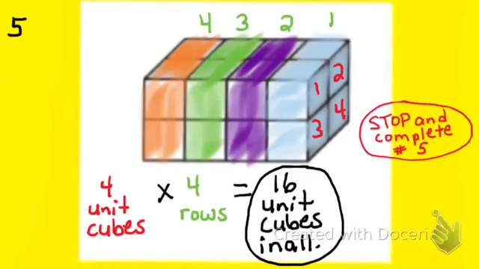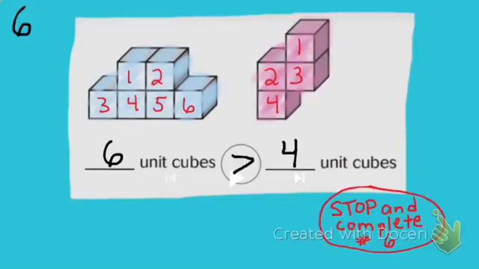When you have a rectangular prism with more than one layer or more than one row, count how many cubes there are in whatever view you're looking at it in, and multiply that by the number of rows or the number of layers. Here we did the side view, which had 4 cubes, and there were 4 rows, so 4 times 4 equals 16 cubes in all. And sometimes you're asked to compare, so you need to see the number of unit cubes in each figure and compare your final number of cubes with greater than, less than, or equal to.